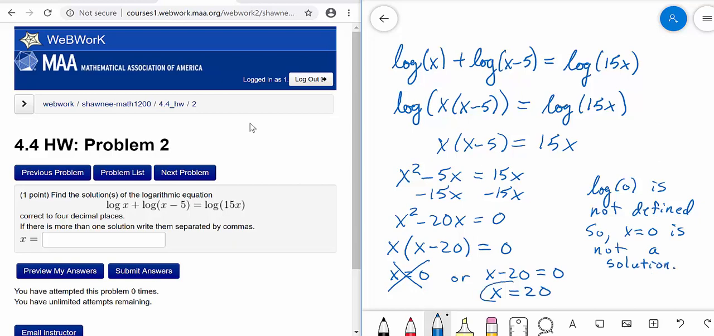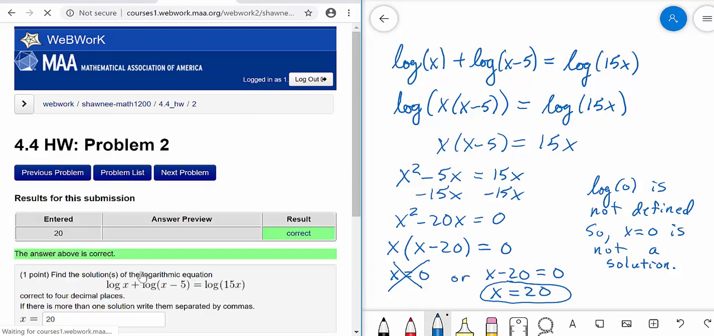Now, x equals 20 is still a valid solution. If we look at the original equation and plug in 20 for x, you get the log of 20 plus the log of 15 equals the log of 15 times 20. And that is a true statement, because by the properties of logarithms, you could multiply these two arguments and combine it into one log. So the only solution to this problem is actually x equals 20. If I enter that in WebWork and submit, we get the correct answer.